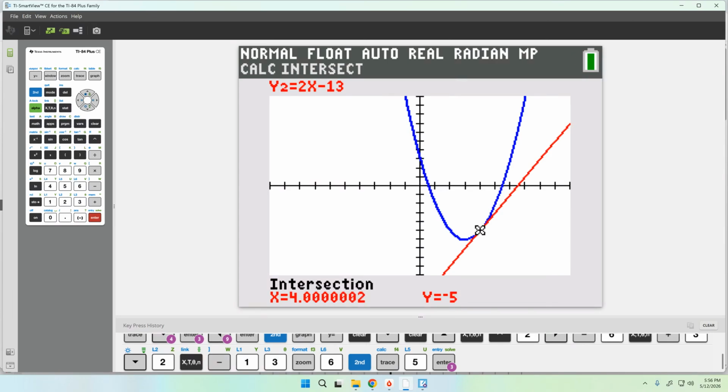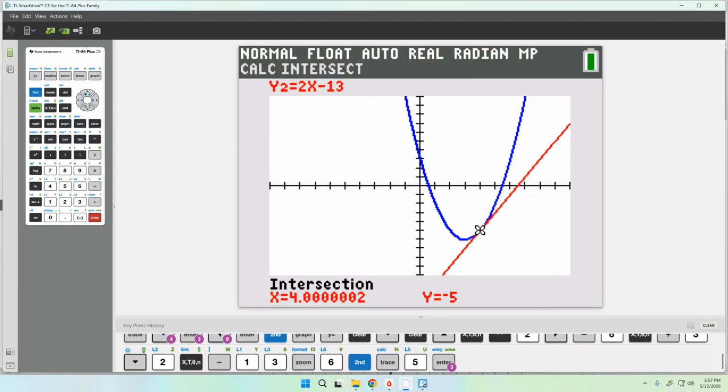Now, it doesn't give us 4 perfectly. It gives us 4.00002. The reason the calculator doesn't give us 4 as an integer is because the way it calculates this is it's calculating the distance between the individual pixels, so it's not perfect. So we have to know the calculator really means the point of intersection is 4, -5.